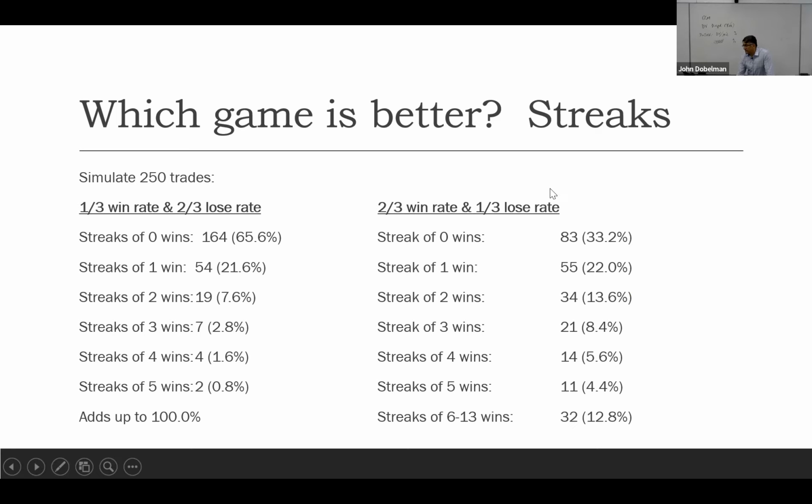Now, if you had the other situation where you're winning 2/3 of the time and losing 1/3 of the time, your streaks look like this, where again 1/3 of the time you're losing, but then your streaks went all the way up to 13, and there's quite a bit of long streaks in there. Again, here you're only winning 1 unit. Here you're winning 3 units.